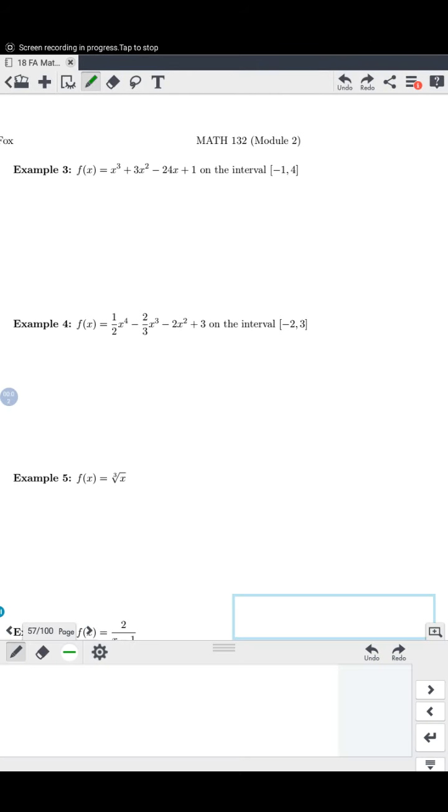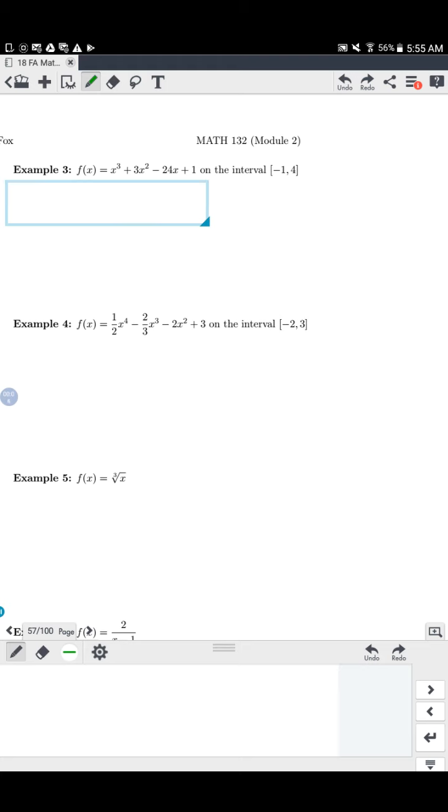Let's do one more example before I turn you loose. Practicing those two steps: take the derivative, set it equal to 0, compare your critical numbers on that interval to your endpoints that you're given. So here, take the derivative.